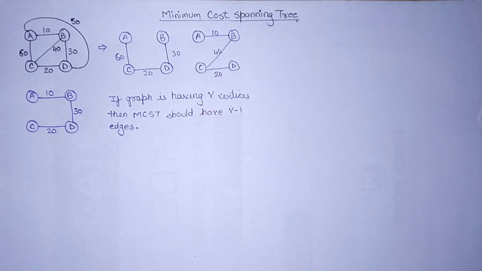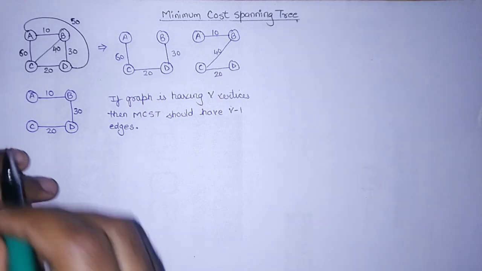Now let's start with Kruskal's algorithm. But before moving on to Kruskal's algorithm, let us first understand what is a minimum cost spanning tree. We know that the minimum cost spanning tree is a spanning tree which has the minimum cost. That means we should not be able to draw a new spanning tree with a lower cost.